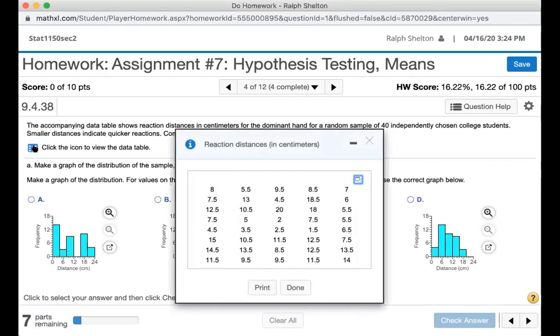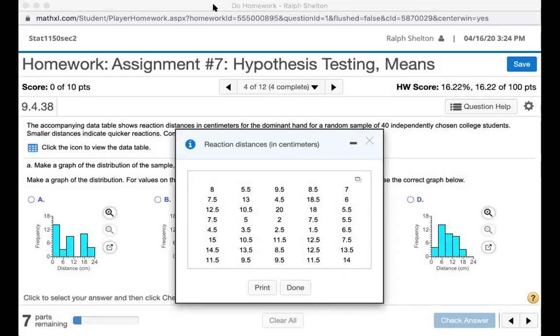Click the icon to view the table. Okay, put it in StatCrunch. Make a graph. I think actually you don't have to see this. I'm just doing what I did before. So I'm making a histogram. Select it, compute it. Let's see what we got. Yeah, this graph actually doesn't look super similar to it.